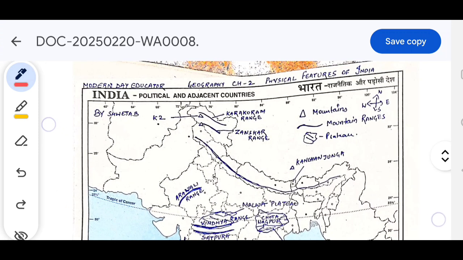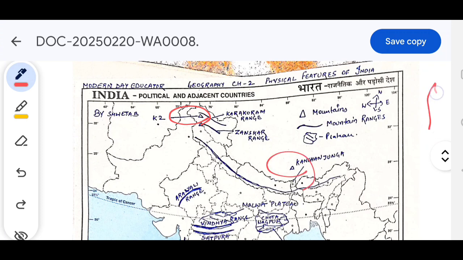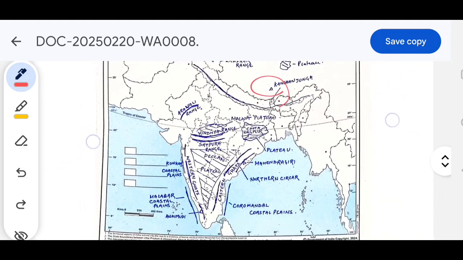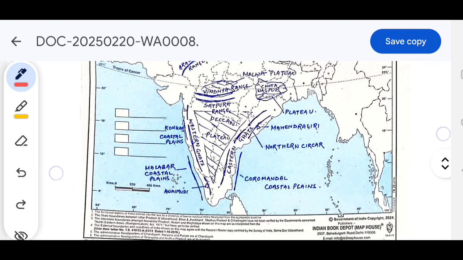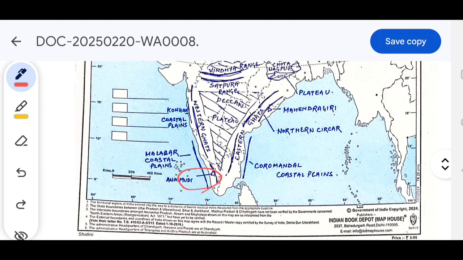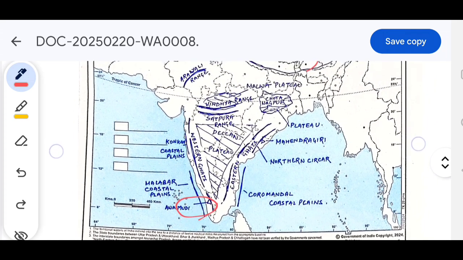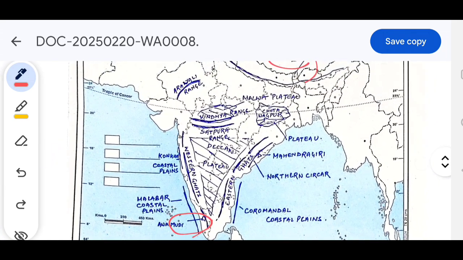Here you can see the first one, which is K2. Then we have the second mountain, which is Kanchenjunga. Then the third mountain, which you have to remember, is Anaimudi, which is in Kerala. And this is the highest peak of the Western Ghat also. You can remember it like that.